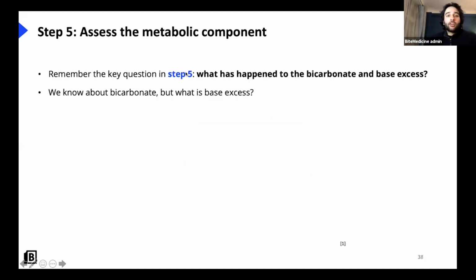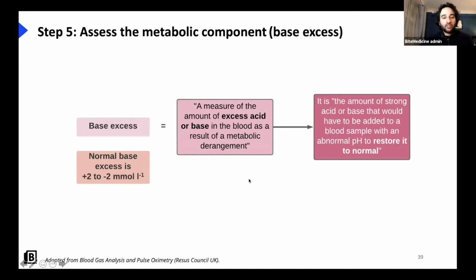Okay, so remember the key question in step 5 when we're assessing the metabolic component is, what's happening to the bicarbonate and your base excess? Well, we've talked about bicarbonate. Let's touch on base excess now. This is a concept which people can find tricky. And to be honest, if you learn definitions like this, you're probably going to confuse yourself more than anything else.